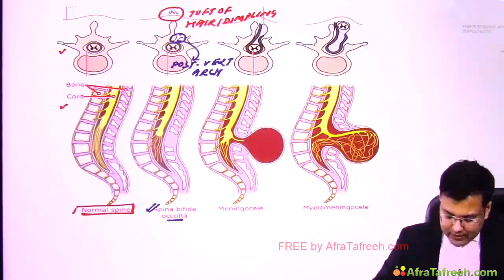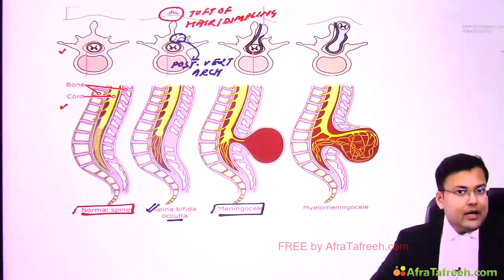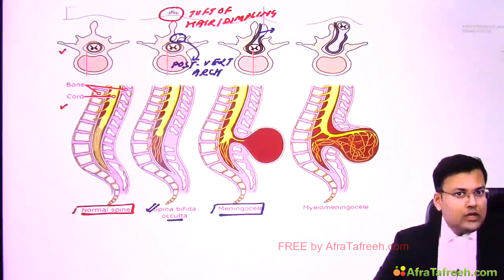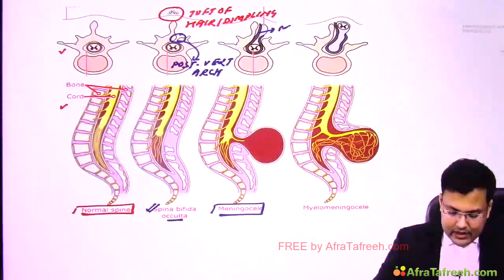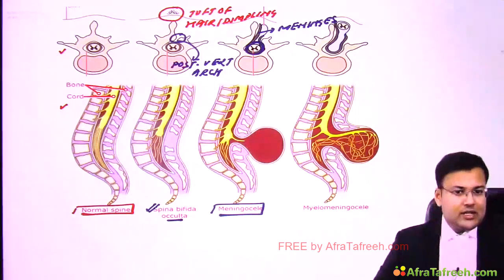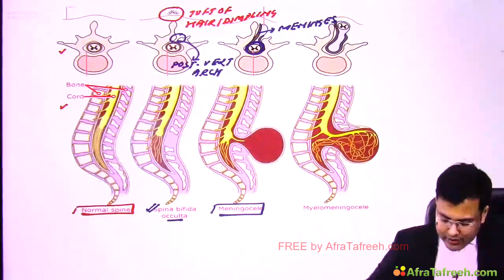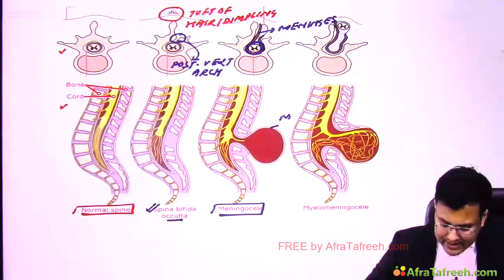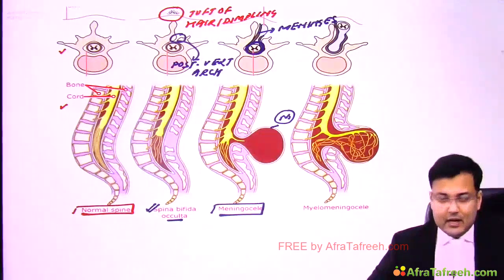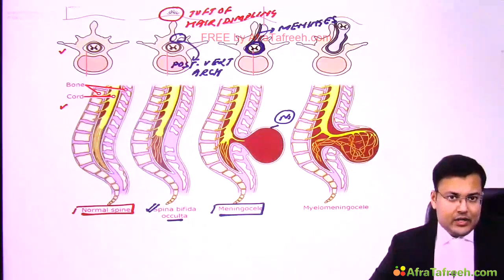If you see this one, meningocele, so what you can see here that there is defect. Along with the defect there is herniation of meninges. So if there is only herniation of meninges, spinal cord is not herniated. So this is meningocele. So here you can see this is the meninges and it is containing the clear fluid, that is CSF, without any herniation of spinal cord.